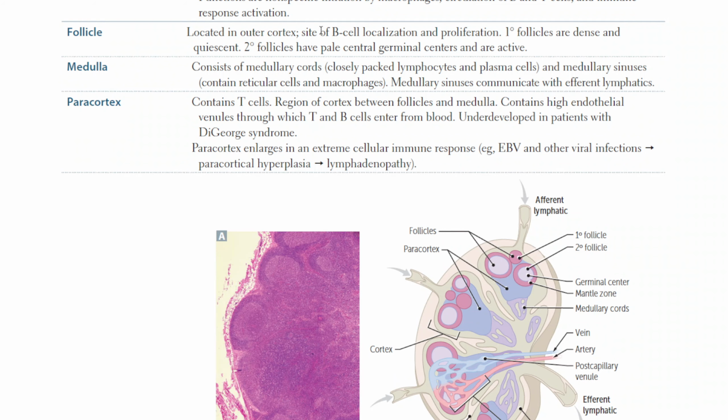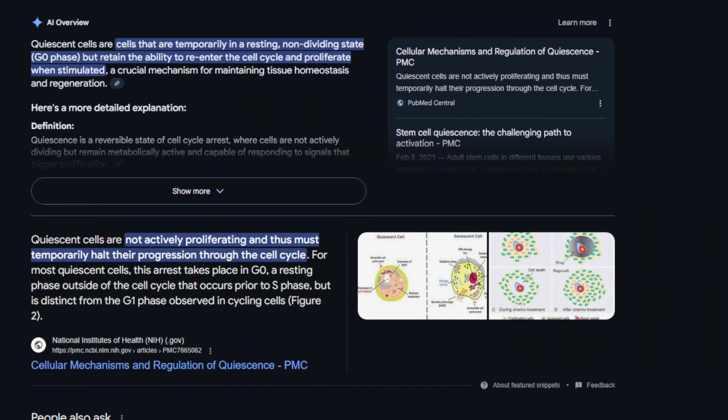In the follicles you can find the B cells, their localization and proliferation. So they grow there and are localized in this part of the follicles. The first follicles are dense and quiescent. That means they are not very metabolically active, they're dormant, they're sleeping. That's why they are smaller here. This is the first group of follicles.